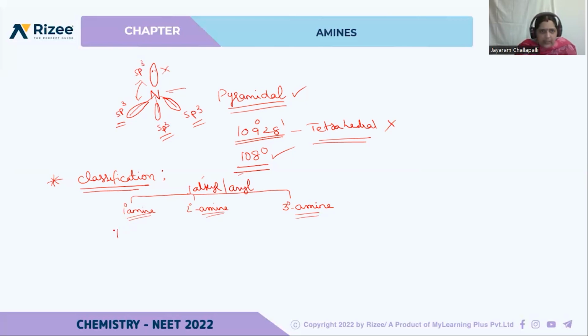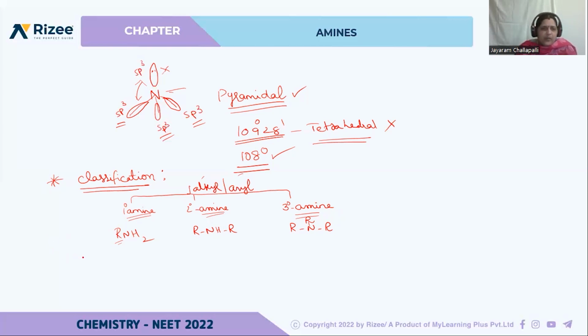So what is primary amine? RNH2. This is RNHR. Just now we discussed these three things. If only one H is replaced by R in ammonia, that is primary amine. If two hydrogens are replaced by alkyl or aryl groups from ammonia, that is secondary amine. If three hydrogens are replaced in ammonia with three alkyls or three aryl groups, then that is tertiary.